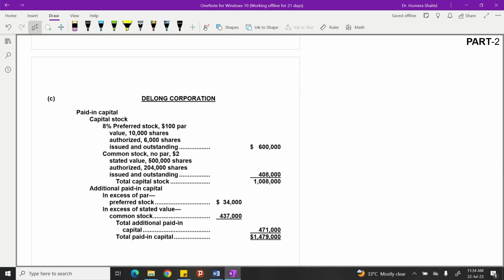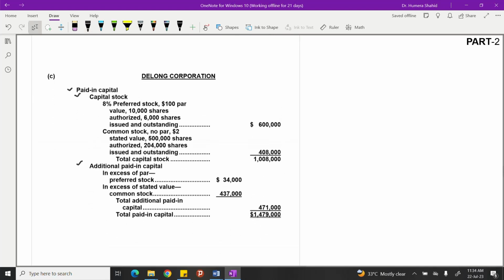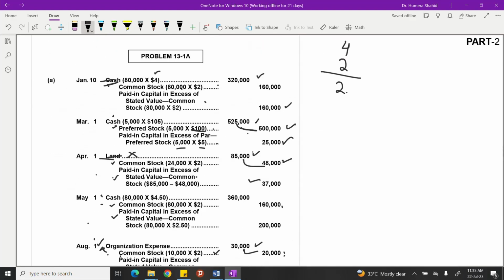Then they want us to prepare the owner's equity section of the corporation. So we know how to prepare it. Paid in capital has two main accounts, capital stock and additional paid in capital. They did not give us even retained earnings. Did they provide? No, because this is the first year of operation, so we don't have retained earnings as well. Capital stock, firstly we will mention the preferred stock, so 8% preferred stock, $100 par value. Authorized shares are given over here. Can you see?